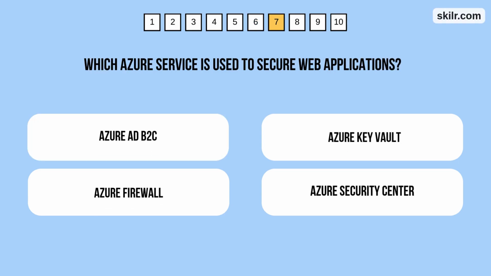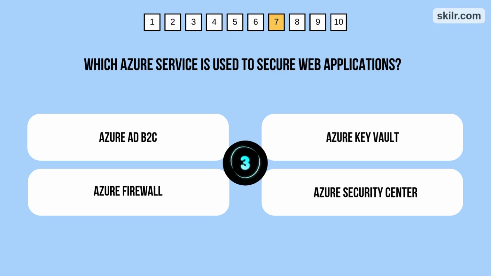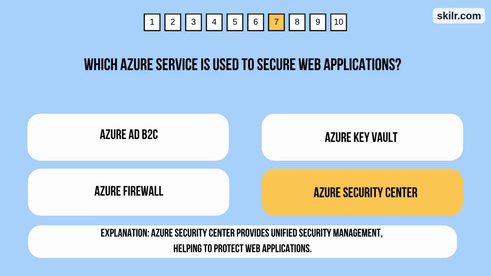Question 7. Which Azure service is used to secure web applications? The answer is Azure Security Center, as Azure Security Center provides unified security management, helping to protect web applications.